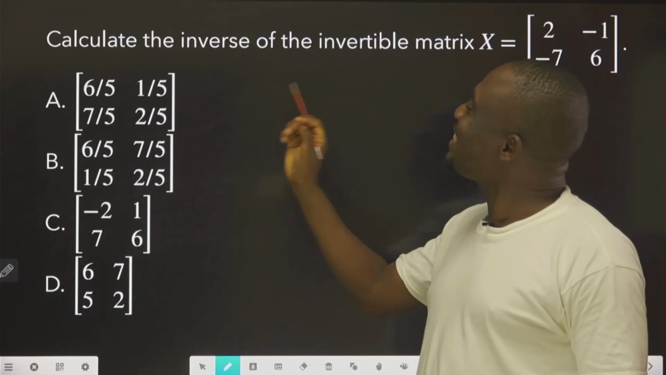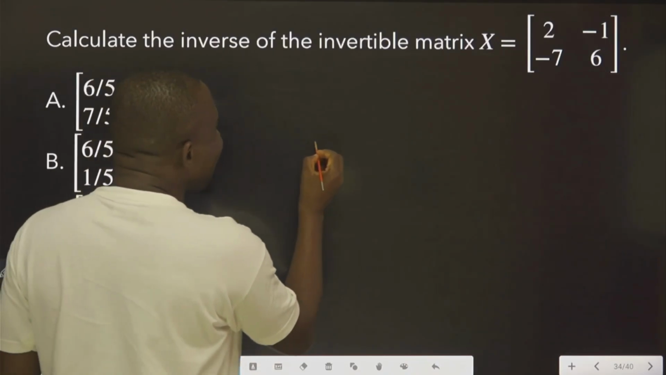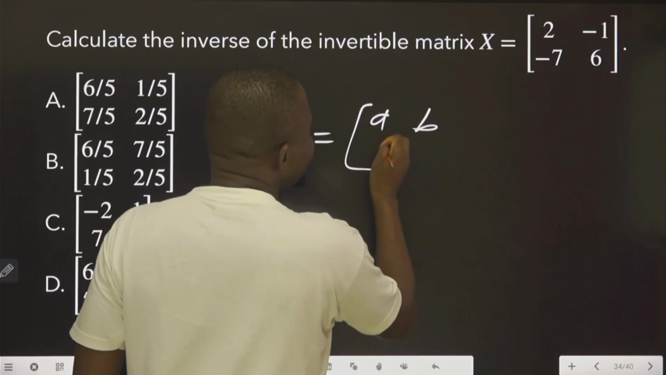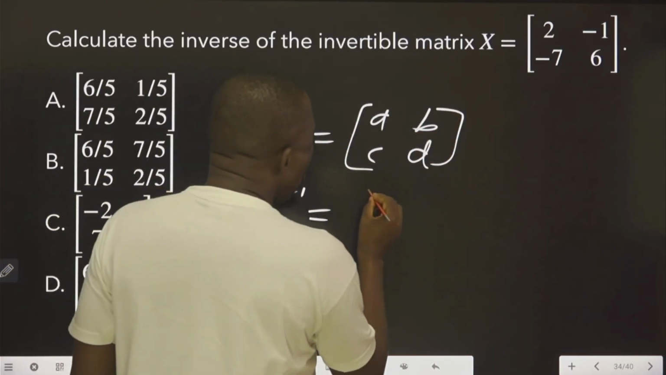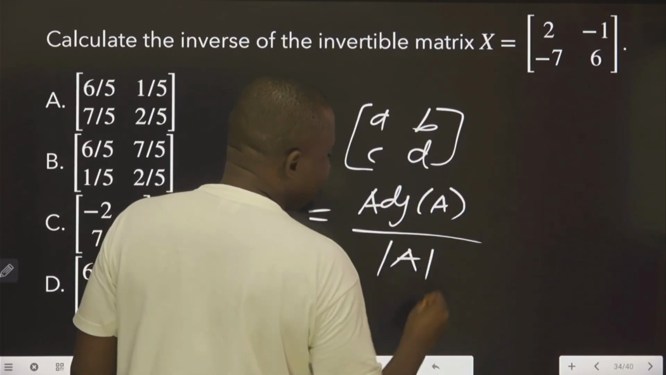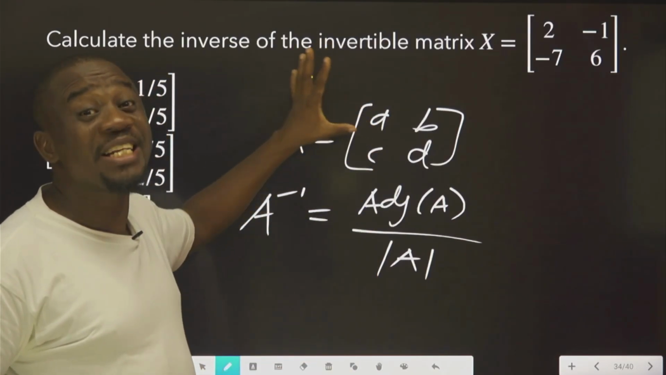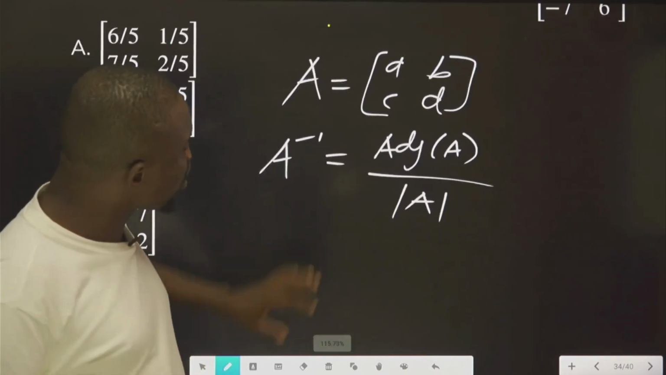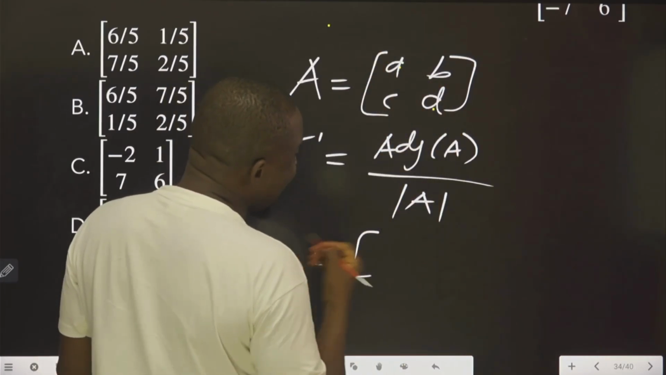It says calculate the inverse of the invertible matrix S equals to this. The inverse of, say we have A as equals to A, B, C, D. Okay? You have this, the inverse of A is equals to the adjoint of A all over the determinant of A. What is the adjoint of this? This is not 3 by 3 matrix. If it was 3 by 3, we have to solve. We can go direct using shortcut. What shortcut is that?